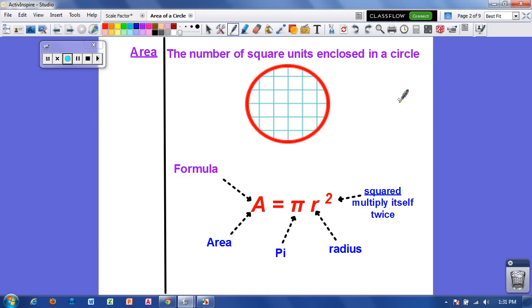Alright, now area just means the number of square units enclosed in a figure, and in this case we're talking about circles. So we're just trying to figure out how many square units cover this amount of space. And the formula for area, we have area equals pi r squared. Keep in mind, whenever we have this pi right next to the radius squared, that means that we are going to multiply. So area equals pi times the radius squared.